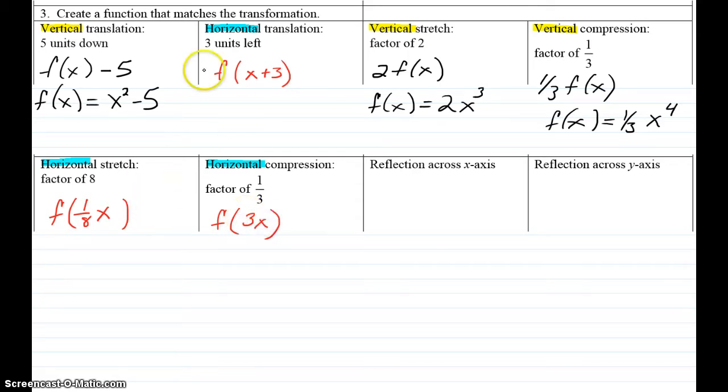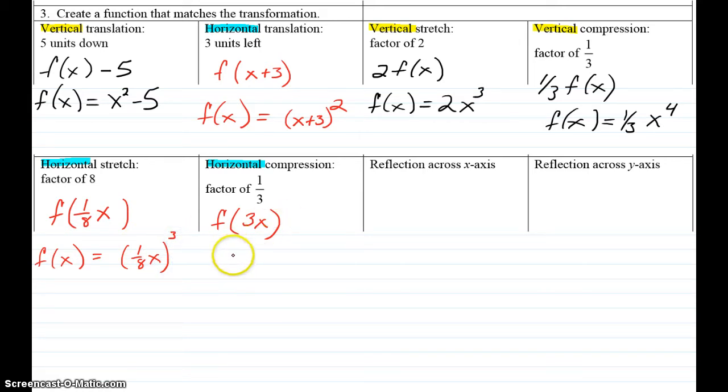And so now if we actually write functions, let's say our function is going to be x plus 3 squared. Here f of x is going to equal 1/8 x to the third, and f of x equals 3x, let's do to the fifth.